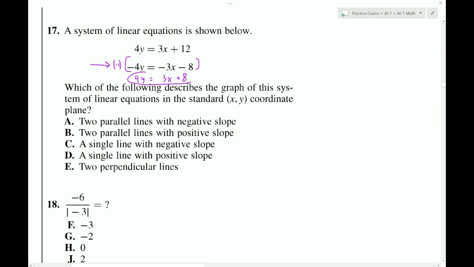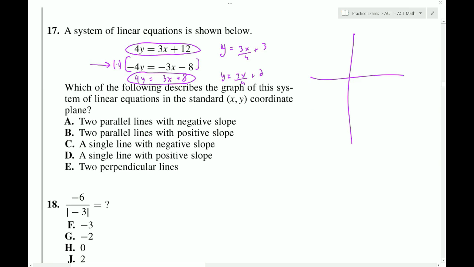Now I could compare what I have originally with what I have here. And it looks like the 4y and the 3x match up perfectly. The only difference is the 12 versus the 8. So further, I can solve for y, all right? It's not quite necessary, but I'll do it anyway. So I divide both sides by 4, and I get y equals 3x over 4 plus 3. Versus here, I get y equals 3x over 4 plus 2. So you can see that the only difference is the y-intercept, and the slopes are the same.